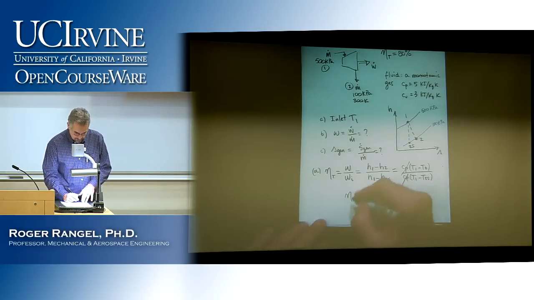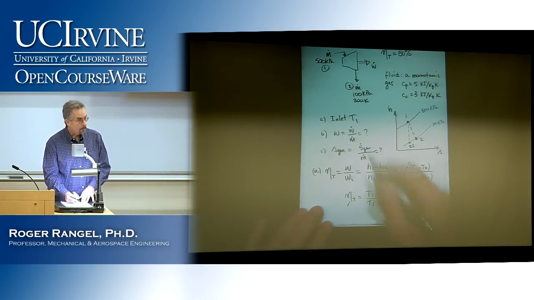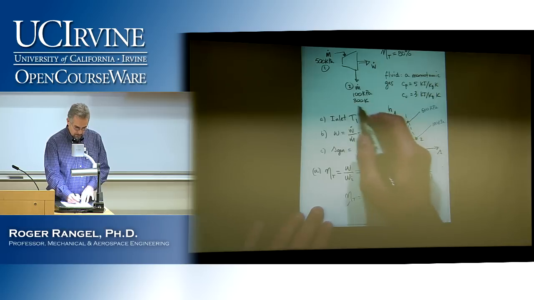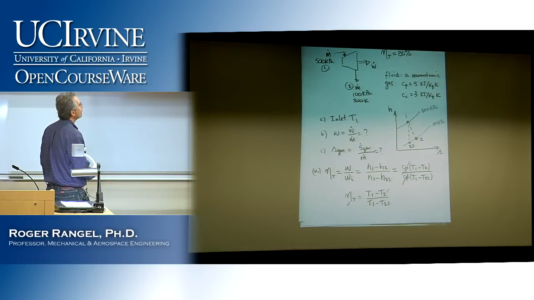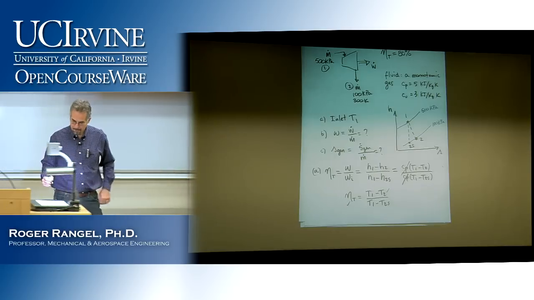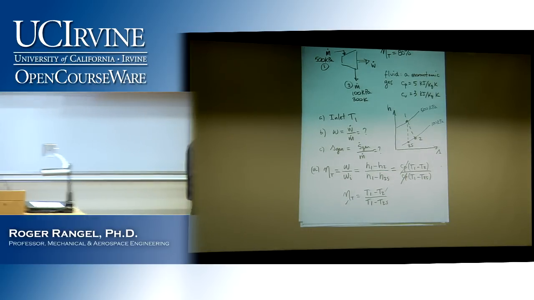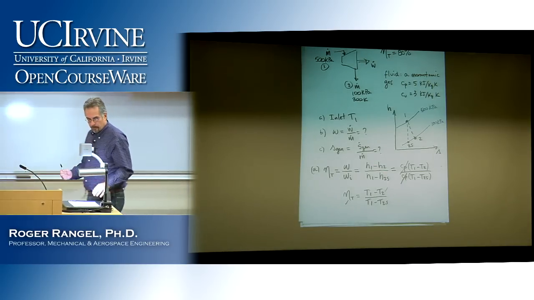Efficiency was given, right? T1, I'm looking for. I don't know T1. T2 was given, is 300, right? What about T2S? This temperature at 2S, I don't know that either, so I seem to have two unknowns here. So I cannot solve for T1 because I don't know what T2S is.